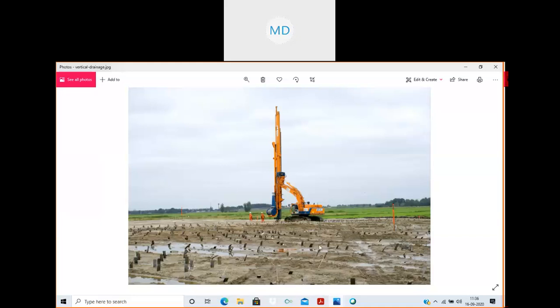Now the vertical drain will do its job. If we need the work to be at a faster rate, we can put some surcharge load or preload above this in the field so that the work is accelerated.